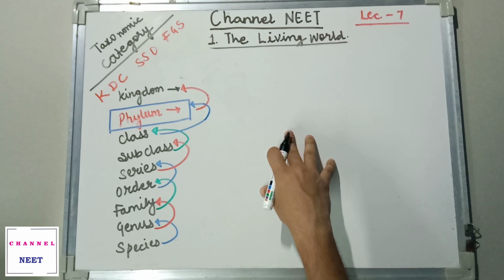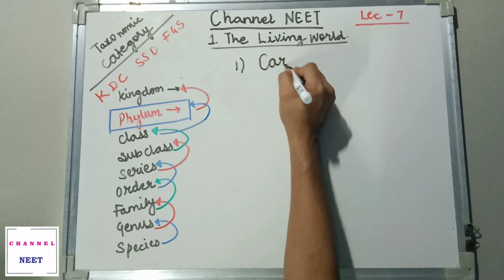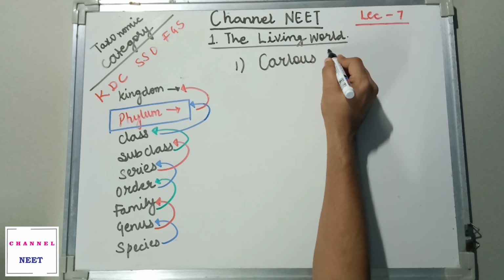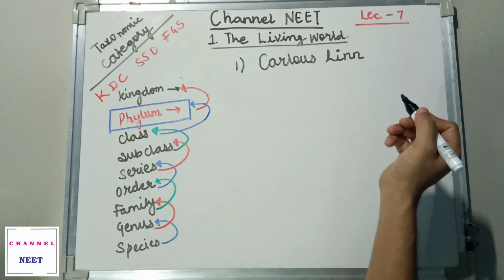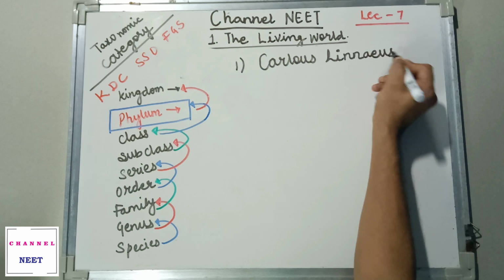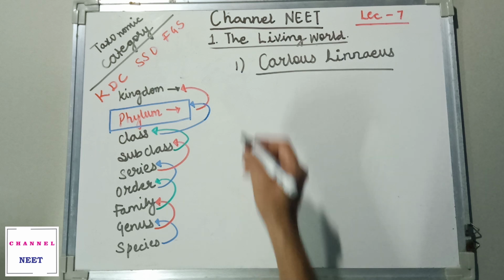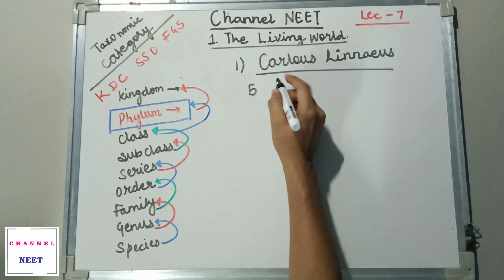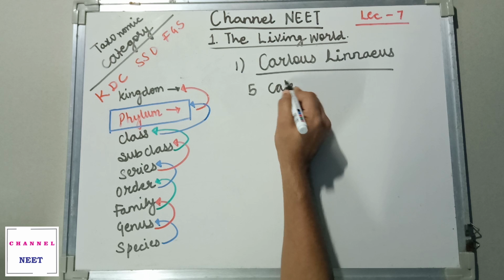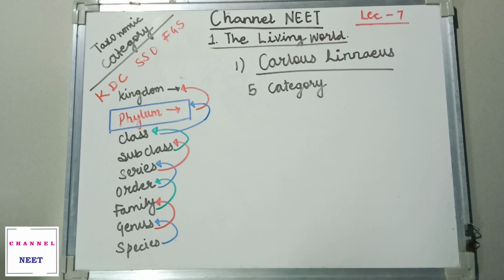We are going to discuss more with respect to the taxonomic categories. A few points you should remember. The first point I need to discuss is about Carolus Linnaeus. Carolus Linnaeus suggested 5 categories for the classification. You should know which are the 5 categories that he suggested. I will just mention their names.